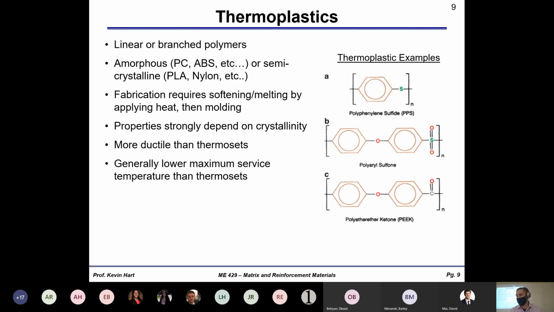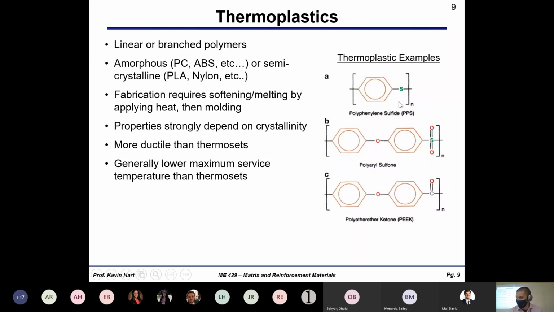Some commodity polymers you might be familiar with: polycarbonate, ABS. These would be amorphous thermoplastic polymers, but thermoplastics can also be semi-crystalline. You guys talked about semi-crystalline materials? Okay, Jack's nodding yes. Okay, so they can be semi-crystalline or amorphous.